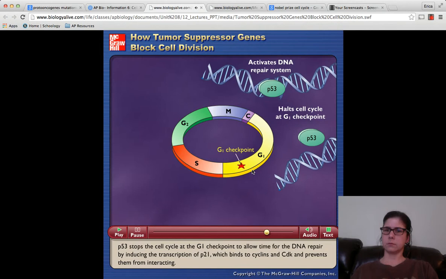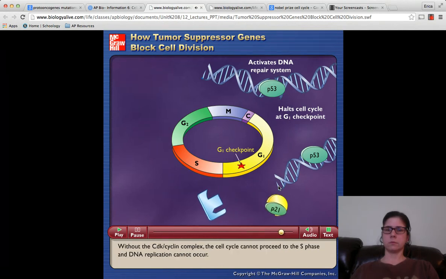The integrity of the DNA and activates the DNA repair system if the DNA is damaged. P53 stops the cell cycle at the G1 checkpoint to allow time for the DNA repair by inducing the transcription of P21, which binds to cyclins and CDK and prevents them from interacting. Without the CDK cyclin complex, the cell cycle cannot proceed to the S phase, and DNA replication cannot occur.